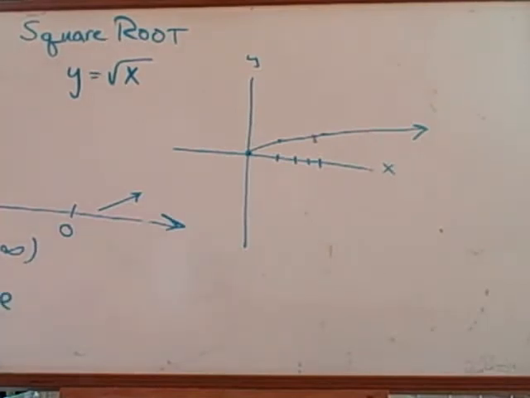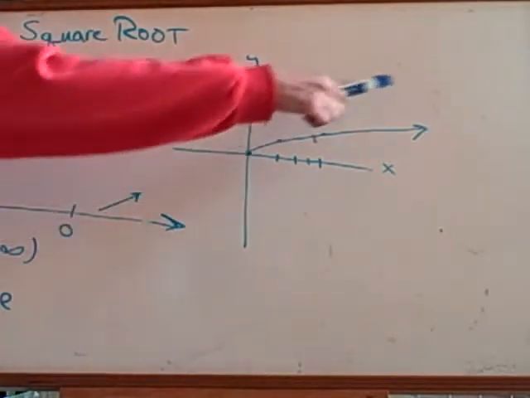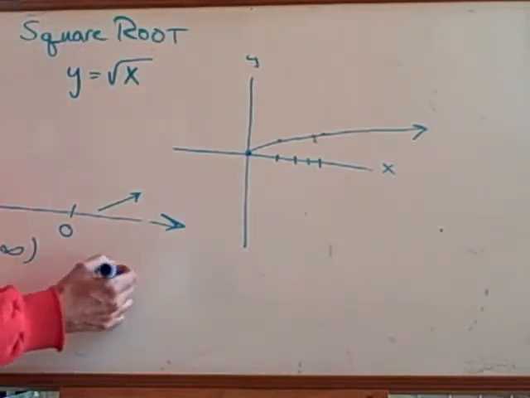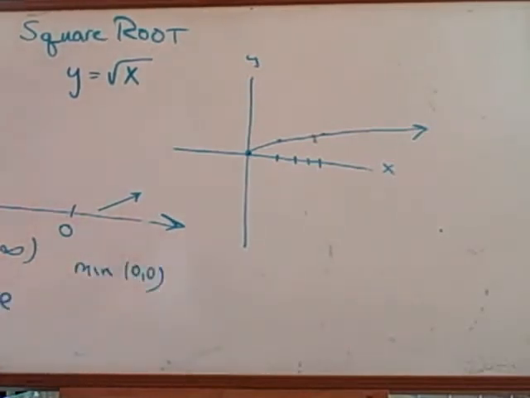Relative local max, or relative local maximum, would be none. This baby's never going to have a maximum. Is there a minimum? Yes. What's the minimum? 0, 0. 0, 0 would be your minimum. Okay? All right. So far, so good.